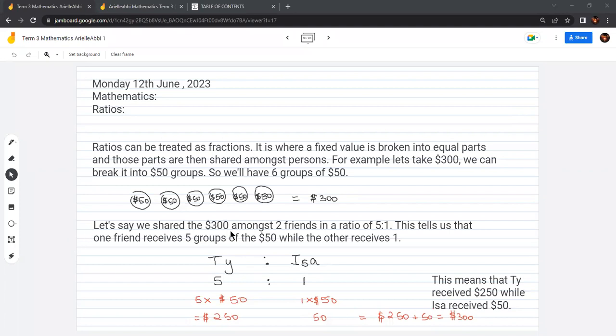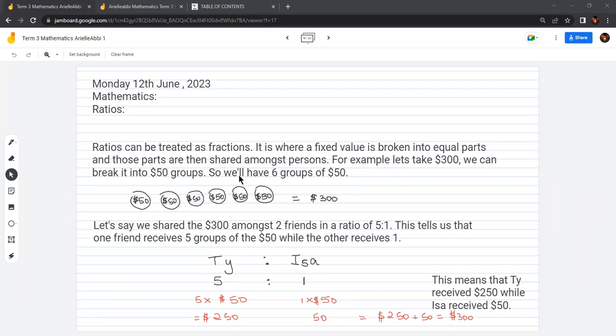So we're looking at the topic of ratios. Ratios can be treated as fractions. It is where a fixed value is broken into equal parts, and those parts are then shared among persons. For example, let's say we had $300 and we had it broken into $50 groups. So you had $50, another $50, another $50. So we'll have 6 groups of $50 to make the $300.